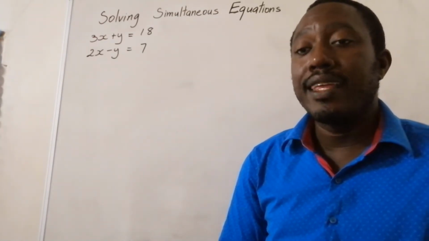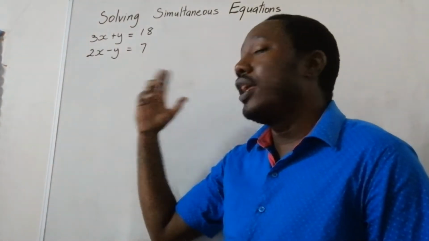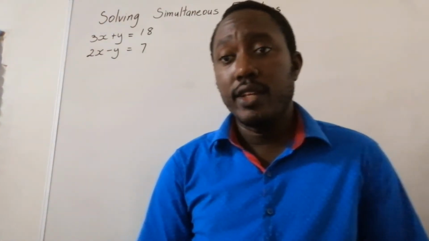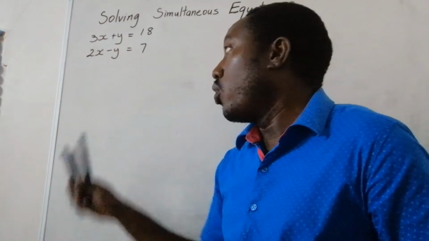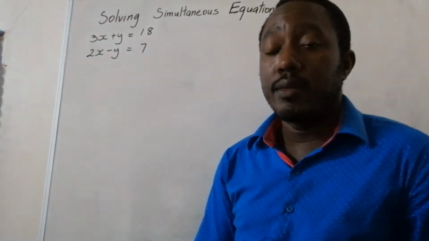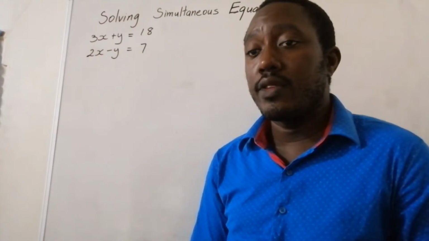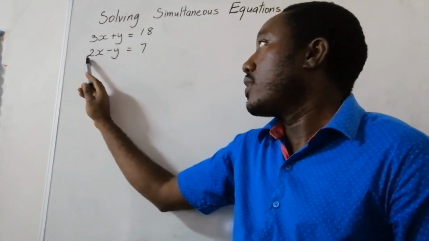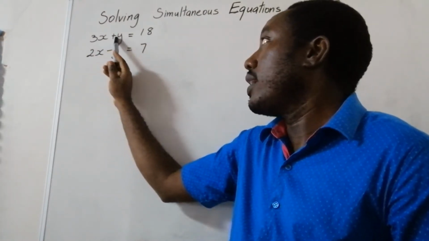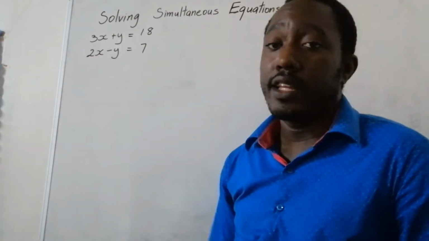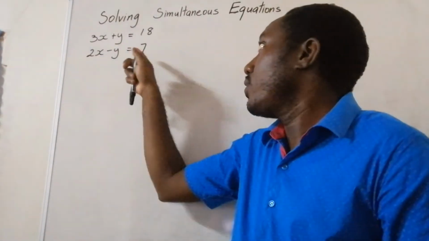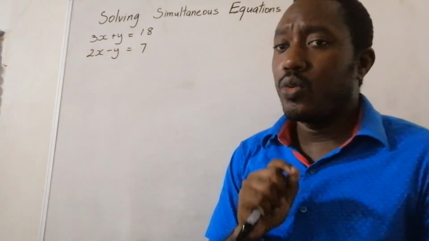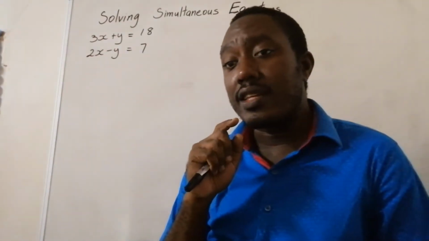Now, in the elimination method, as the name suggests, we have to get rid of something. We can start by getting rid of either one of the variables. How do we get rid of them? For us to get rid of them, the coefficients of the variables must be the same. Note that this coefficient is 3 and this is 2. The coefficient of this is positive 1 and here it's negative 1. Since the coefficients of the y's are the same, both of them are 1, one positive, one negative, no worries with that.